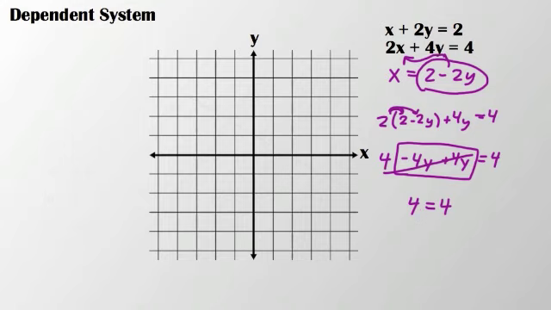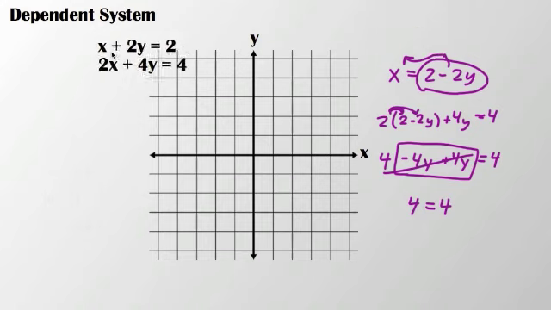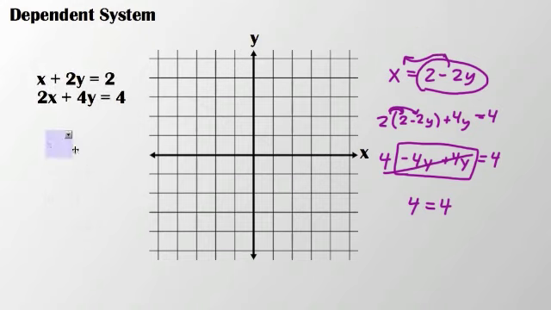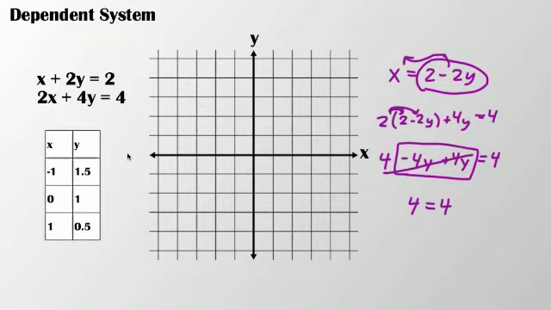But let's take a look at this data in a different way, and try a table. I have an xy table, and for my first equation, if x equals negative 1, y equals 1.5. If x equals 0, y equals 1. If x equals 1, y equals 0.5. When I graph that line, I get something that looks like this.